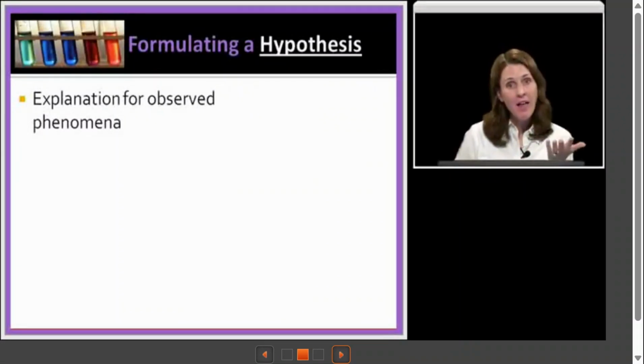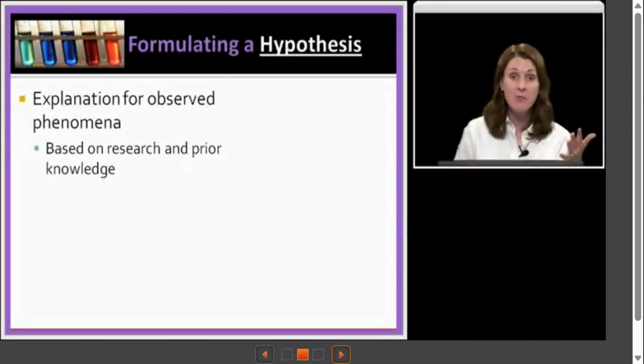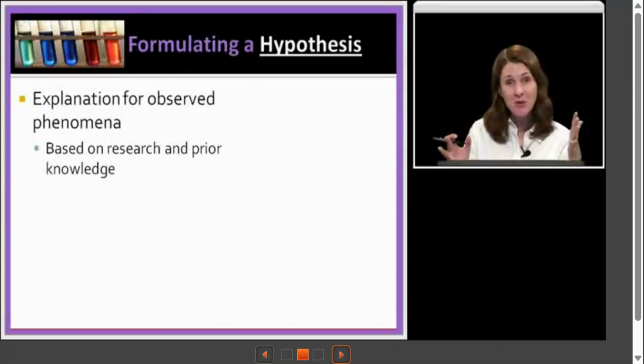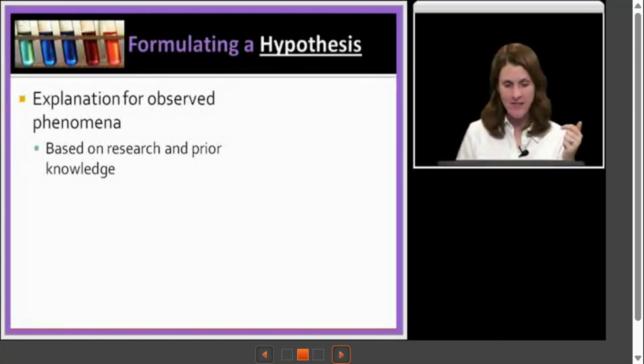All right, well, a hypothesis is an explanation for whatever it is we've observed. A lot of times you're going to have prior knowledge on this subject, and you will have researched the subject because oftentimes it's something that you're already interested in, or maybe you've done previous experiments with a related subject. Okay, so usually you're somewhat knowledgeable about this subject before you actually formulate your hypothesis.